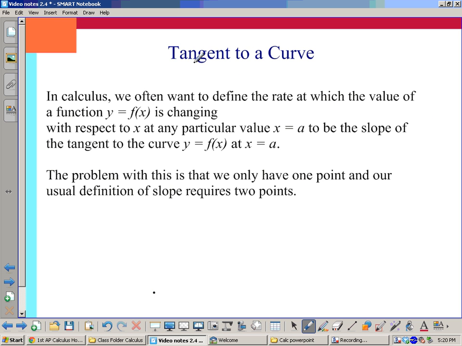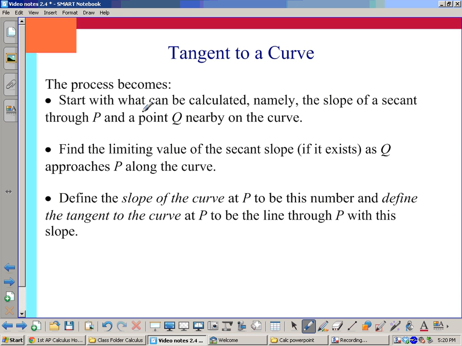In calculus, we want to find the tangent to a curve. In calculus, we often want to define the rate at which the value of a function y equals f of x is changing with respect to x at any particular value, x equals a. And we're going to have that be the slope of the tangent to the curve y equals f of x at x equals a. The problem with this is that we only have one point. If you think about slope, we need two points. So we're going to have to find a way to define that.